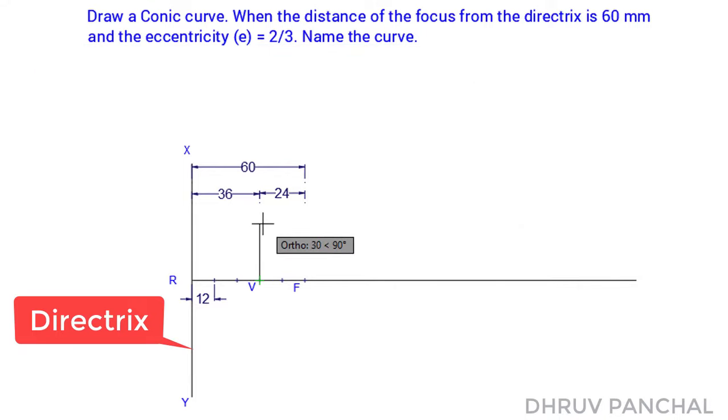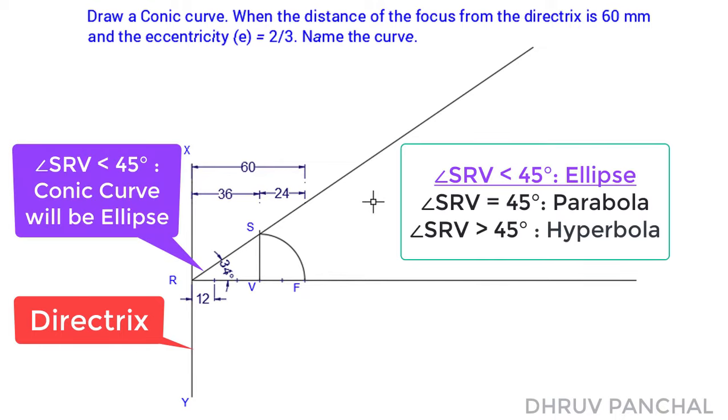From point V, draw a vertical line of any dimension and with the help of compass, take point V as a center and distance VF as a radius, draw an arc to get point S. Draw line RS and extend it. After that, with the help of protractor, measure the angle SRV. Here, angle SRV is less than 45 degrees, so we can say that the conic curve will be an ellipse.